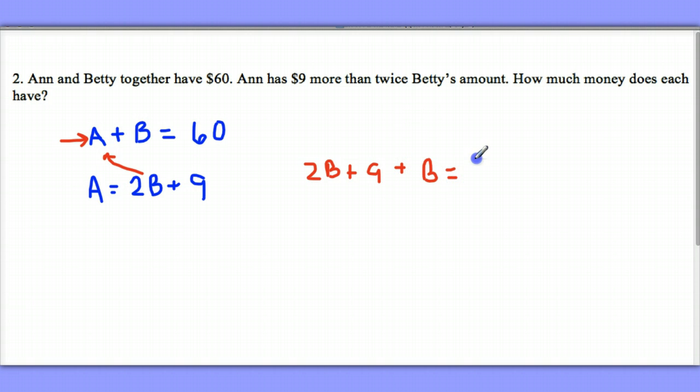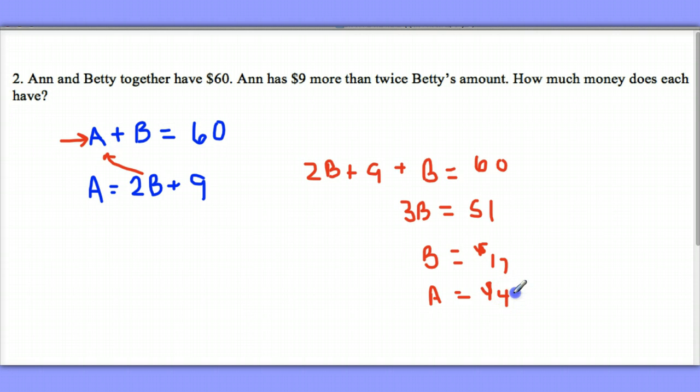You would combine like terms and get 3b, and at the same time we might as well subtract 9. So I'd have 3b equals 51, and if 3b is 51, divide both sides by 3, we get that b is 17. So then I would either need to subtract 17 from 60 or double 17 and add 9. Either way, the answer we get is $43. So Ann has $43 and Betty has $17.